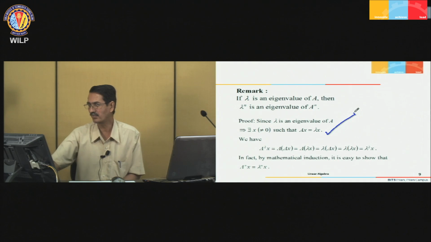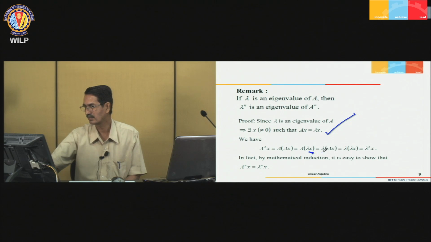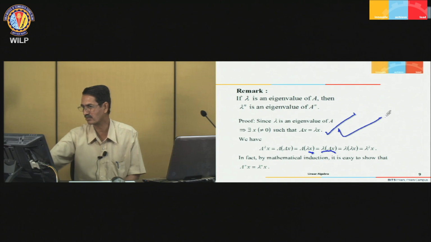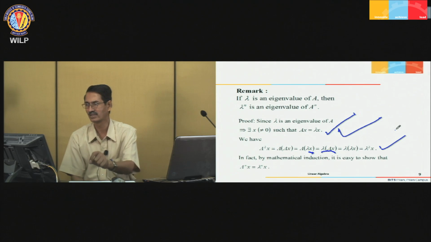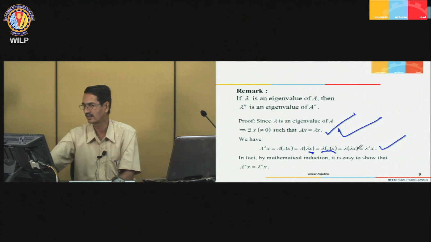Then what is the meaning of A square x? A square x is A of A x, and A x is your lambda x, and then lambda you take out because it is scalar. So, this is lambda of A x, and A x is equal to lambda x from this equation. So, this is lambda into lambda x, this is lambda square x. So, what we have shown is that if A x is equal to lambda x, then A square x is equal to lambda square x from here.